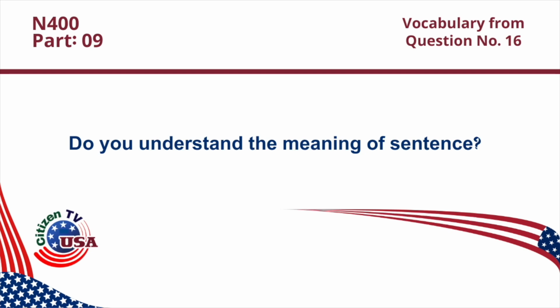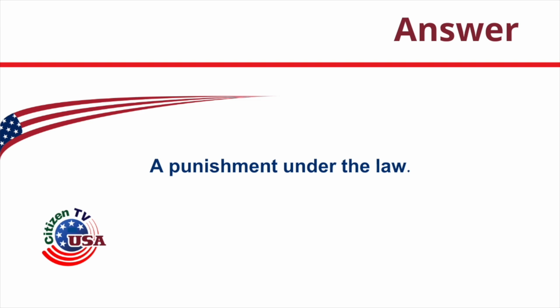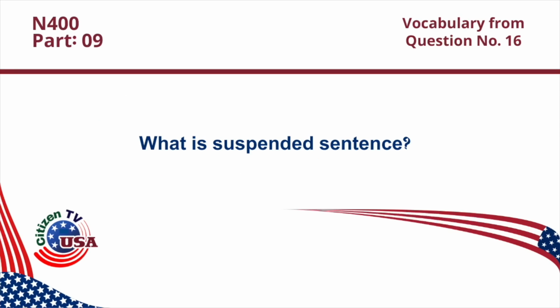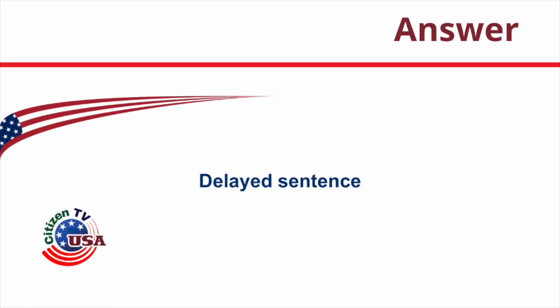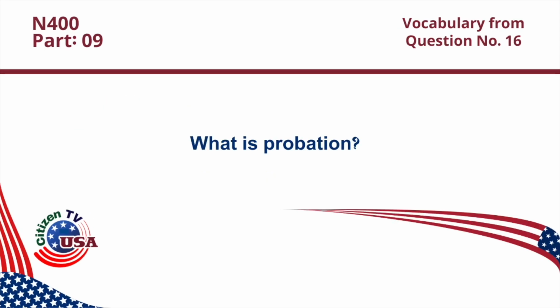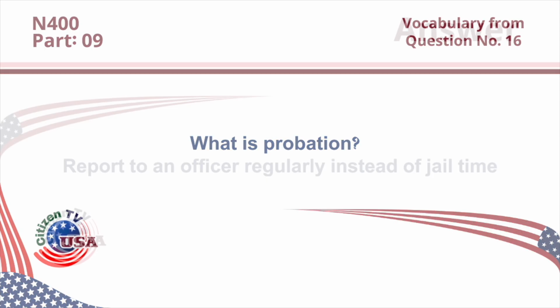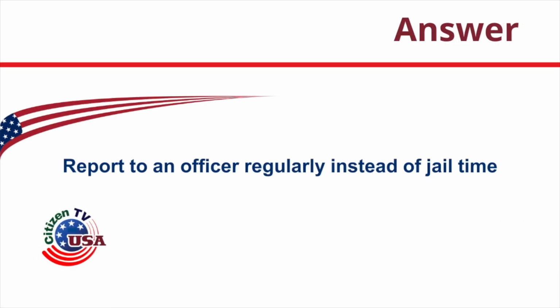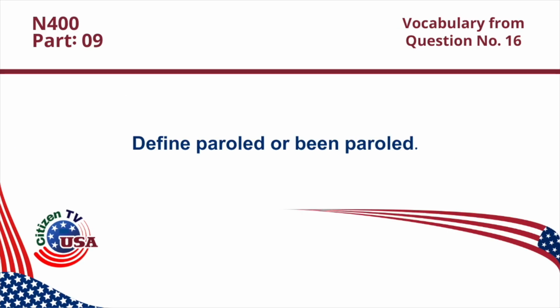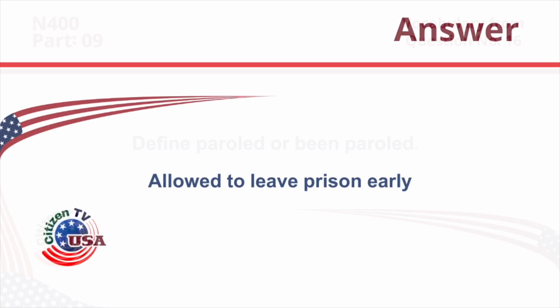Do you understand the meaning of sentence? The punishment under the law. What is suspended sentence? Delayed sentence. What is probation? Report to an officer regularly instead of jail time. Define paroled or been paroled. Allowed to leave prison early.